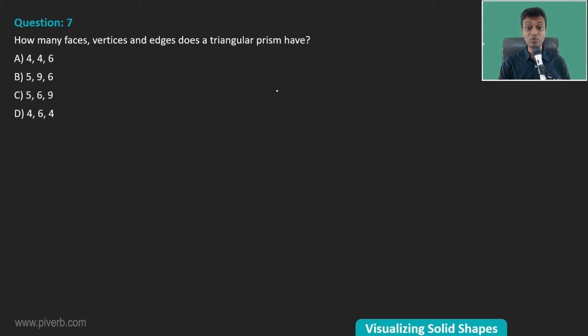How many faces, vertices and edges does a triangular prism have? A triangular prism is a shape like this. Okay, let's name the vertices A1, A2, A3, B1, B2, B3.